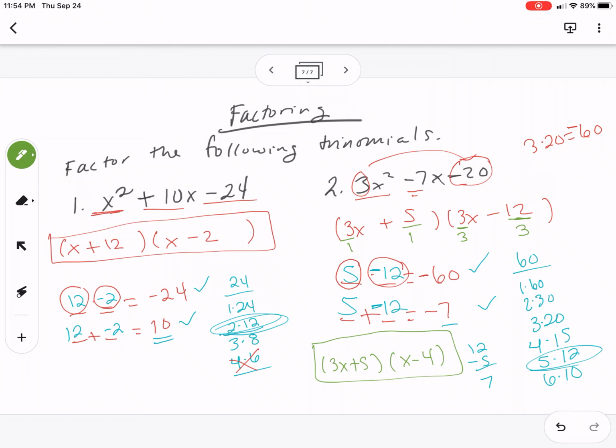If you were to check it, 3x times x gives you 3x squared. 5 times negative 4 gives you negative 20. So that matches your A and your C term. Usually when that happens, it means you did it correct.